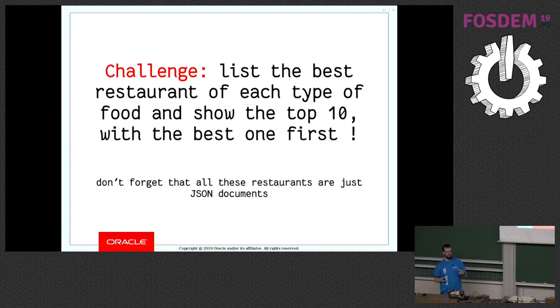So, for example, if the best restaurant ever is an Italian restaurant, I want Italian, then the restaurant, and then the average rate it has. But don't forget, behind that, in the background, the backend, this is only documents that we just imported right now. How do you do that?